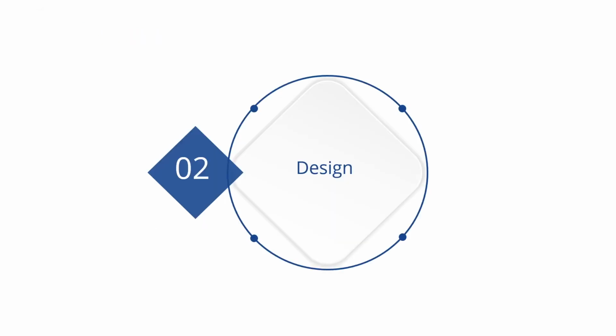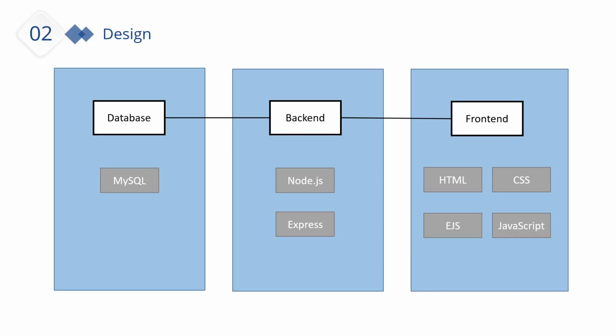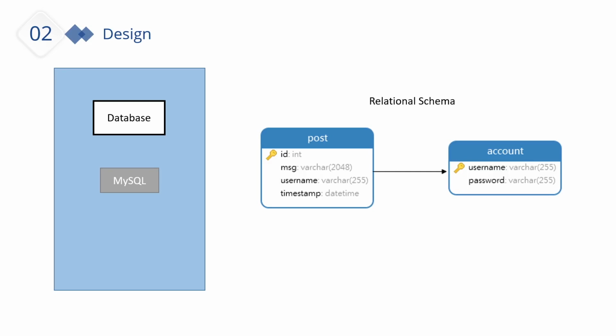Then, about the high-level design of my application. This chat room can be divided into three different parts, which are database, backend, and frontend. I chose MySQL as the database, which is a relational database. So its relational schema is like this. It contains two tables, post and account. The post has 4 fields, and the account has 2 fields, and they have a one-to-many relationship.